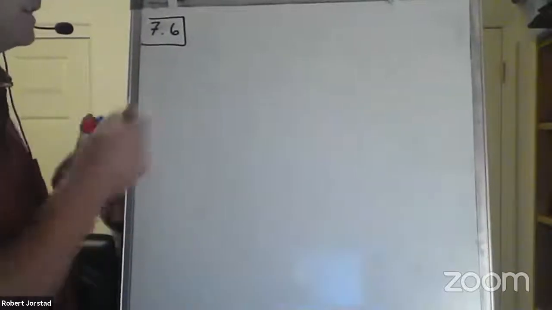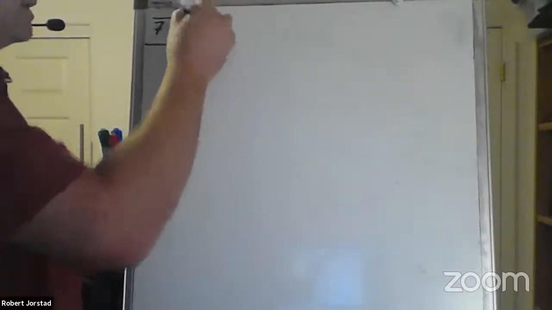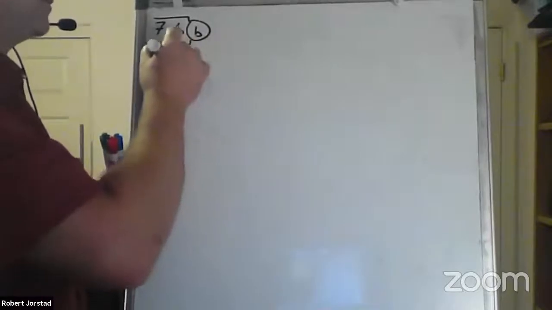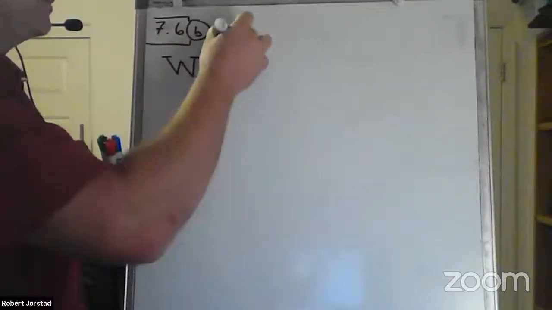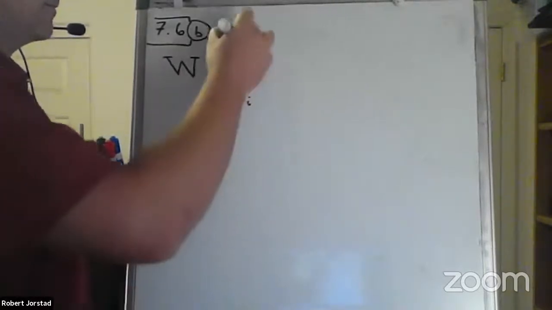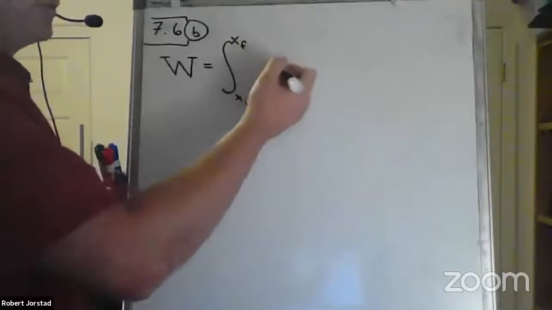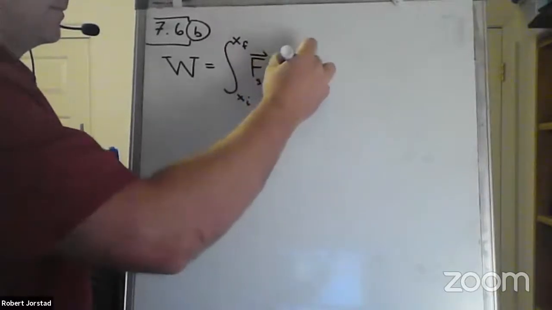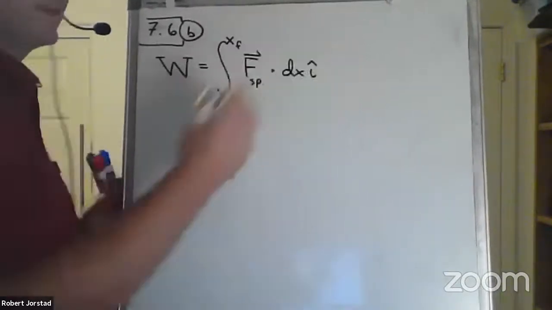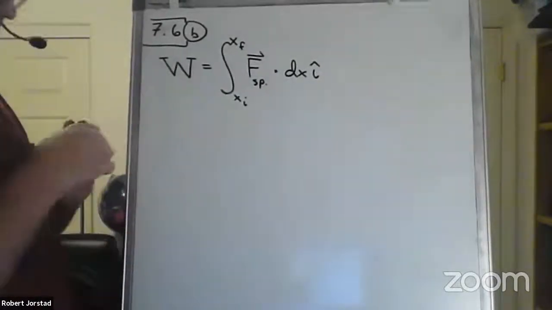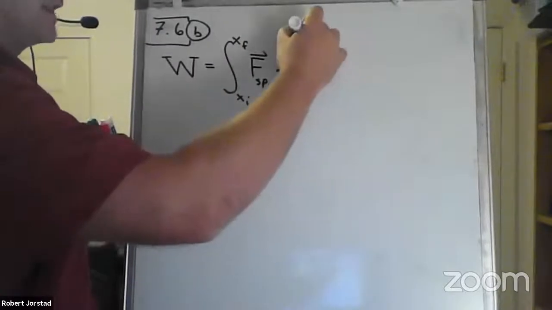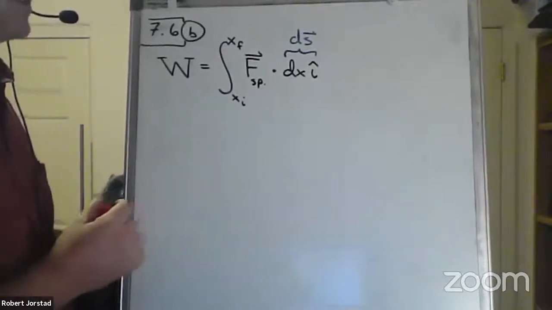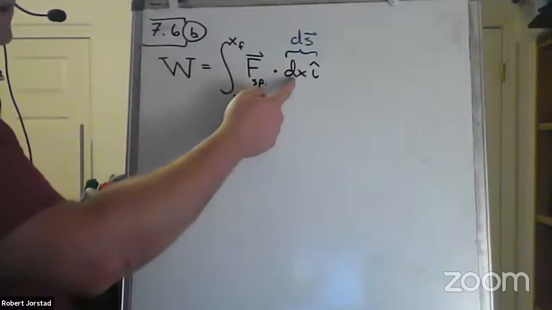So part B asks us to get the work done stretching it from 0 to 6. So I'm going to use my new equation. Now I'm going to put in the full vector here. Now again, this is normally ds, but if we're just going right and left, ds by definition is dx in the i hat. It's a small amount of length, infinitesimally small, to the right.